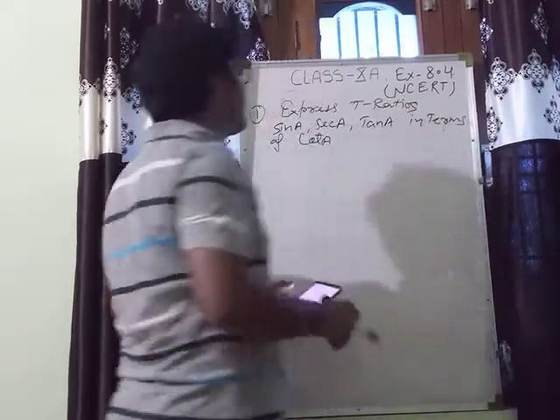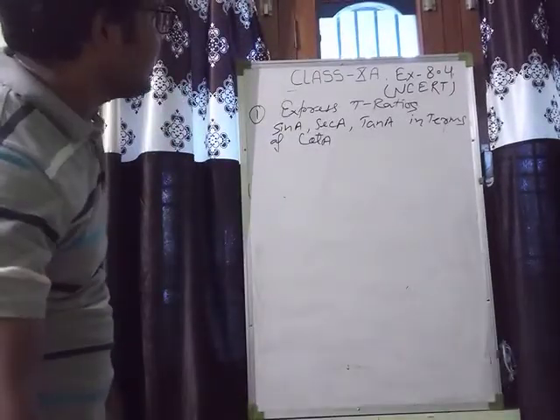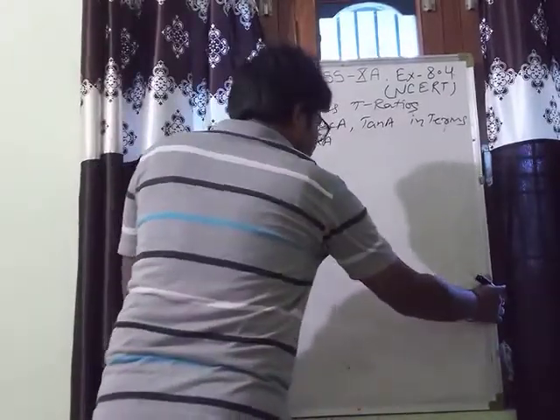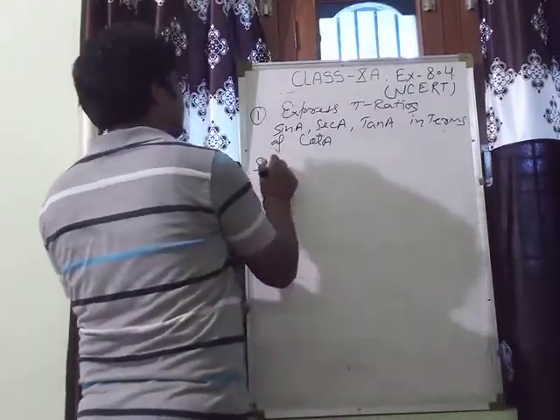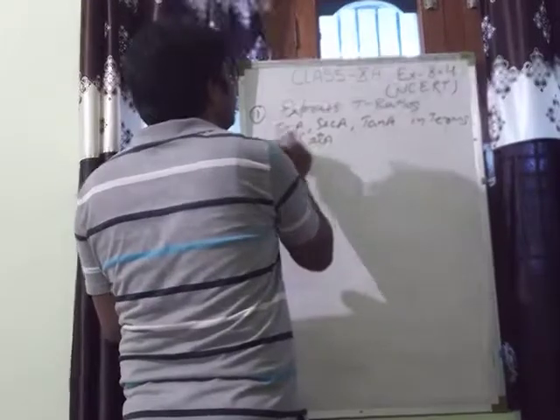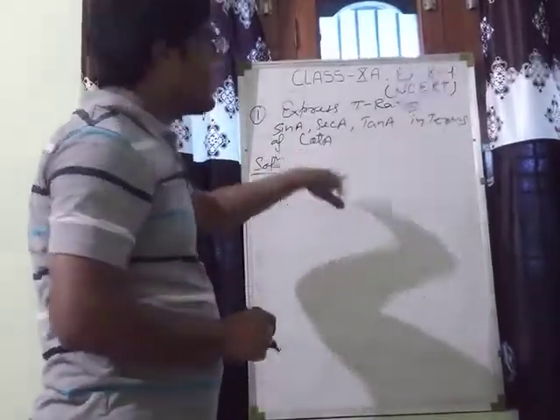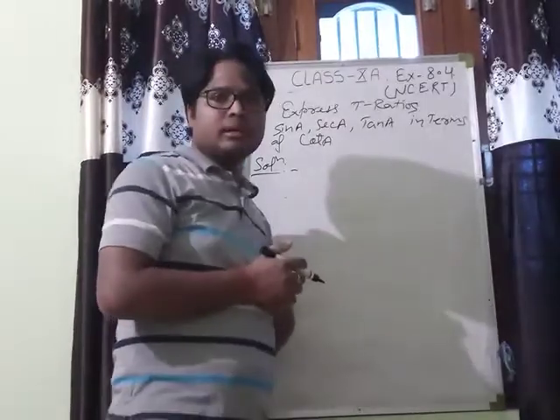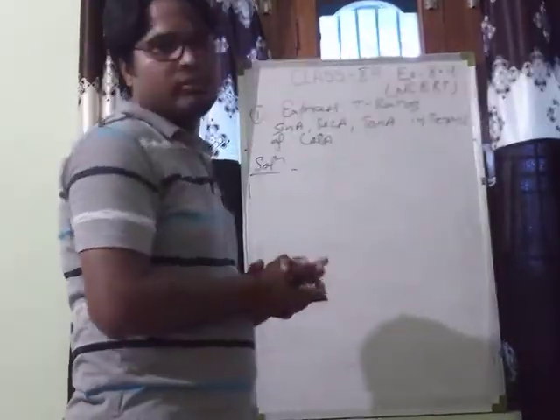Express the T ratios sin A, sec A, tan A in terms of cot A. मतलब आपको करना क्या है इसमें, आपको sin A को cot A के फॉर्म में लिखना है, sec A को cot A के फॉर्म में लिखना है, tan A को cot A के फॉर्म में लिखना है.